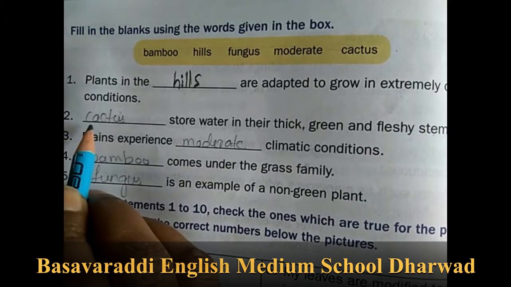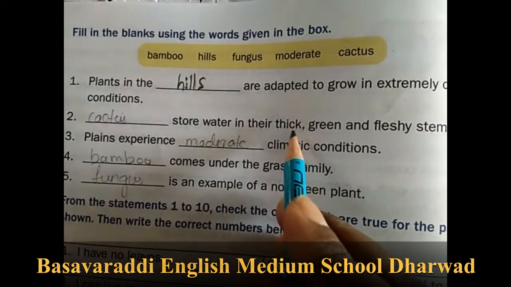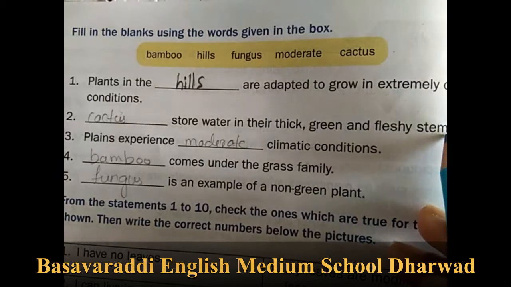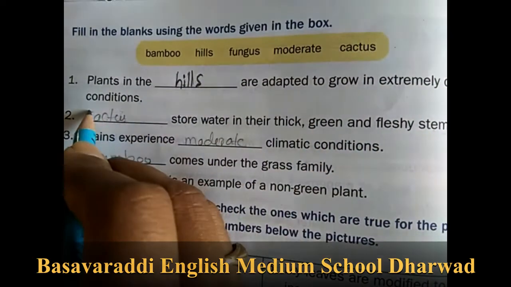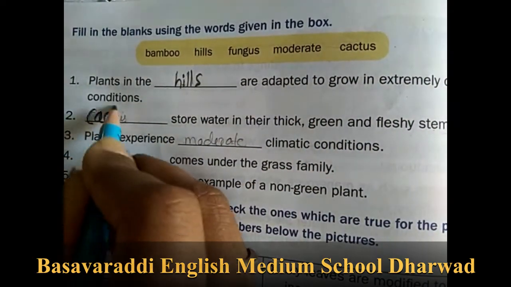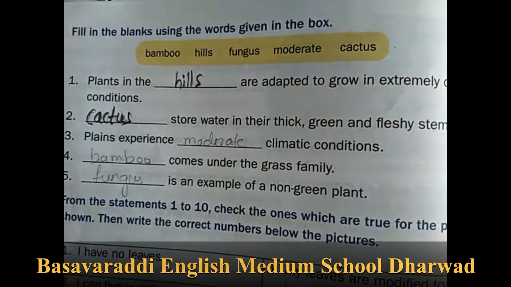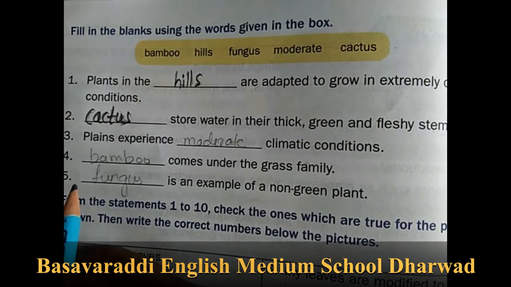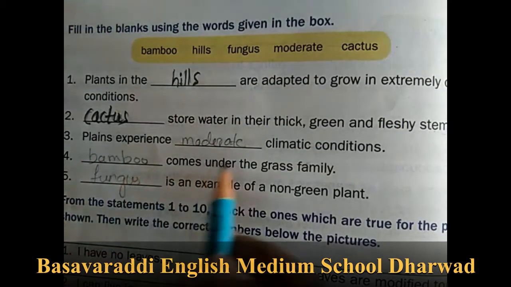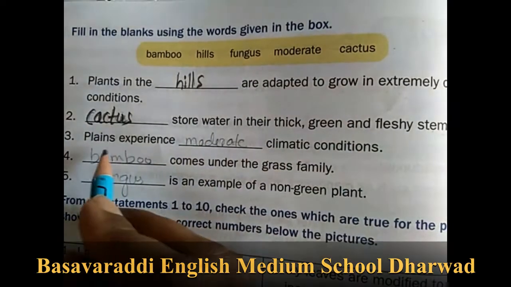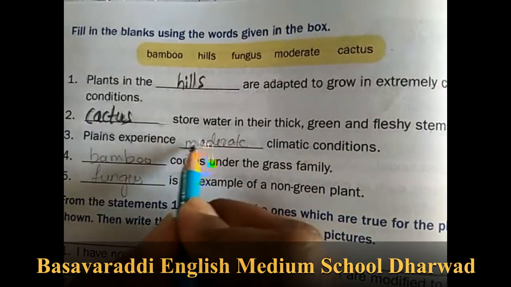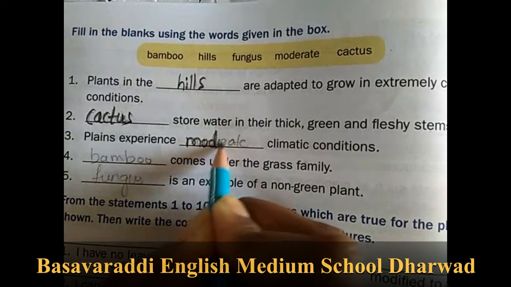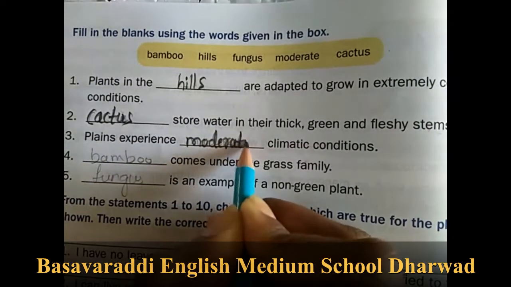Second one, dash store water in their thick green and fleshy stems. The answer is cactus. The cactus stores water in its thick green and fleshy stems. The third one, plains experience dash climate conditions. Plains experience the moderate climatic conditions.